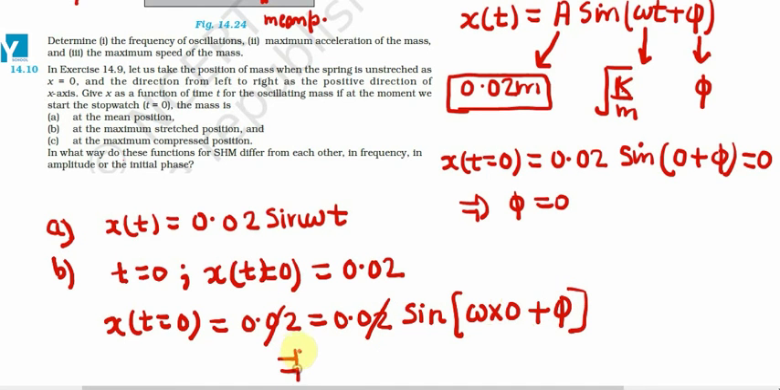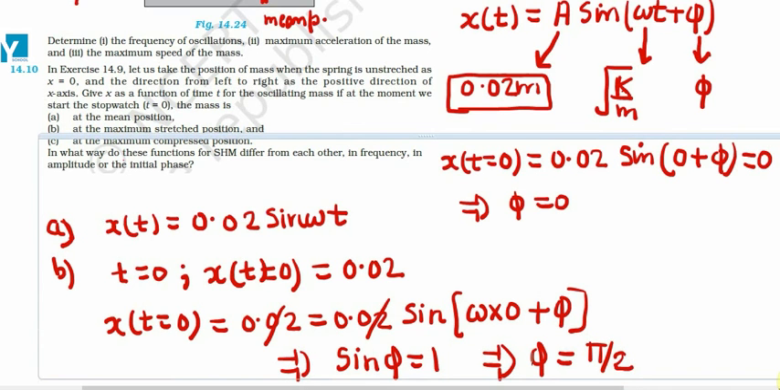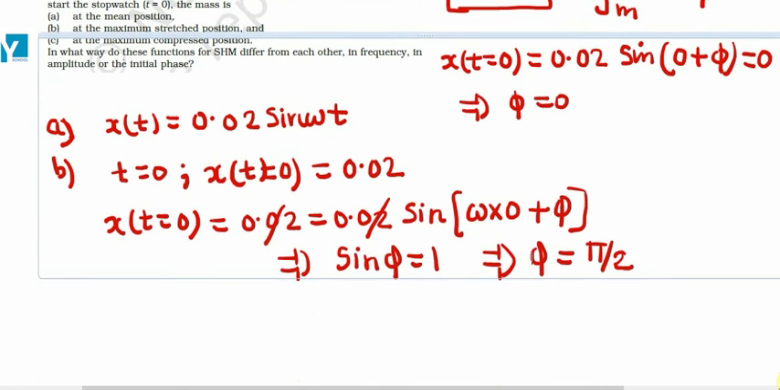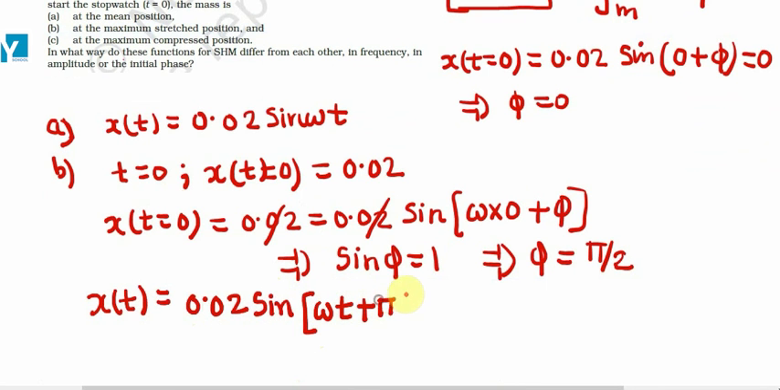This implies sin phi is equal to 1. This implies phi is equal to pi by 2. Therefore, in this case, the displacement expression is x at t equal to 0.02 sin of omega t plus pi by 2.